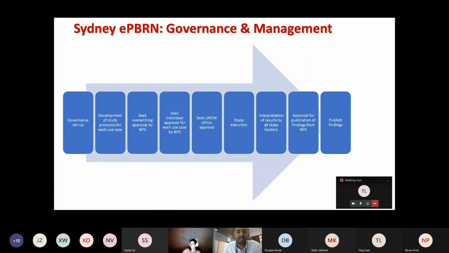So we're going through this process currently. We have a governance set up. The idea is to develop individual study protocols for each use case. I'll skip through the ethics approval, but basically, we want to get ethics approval.